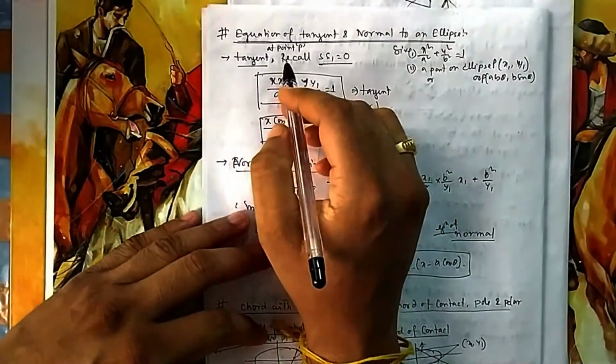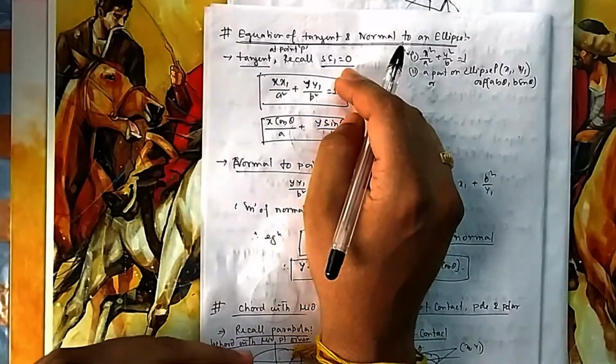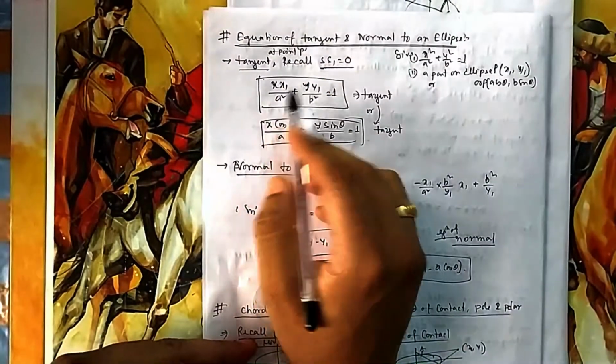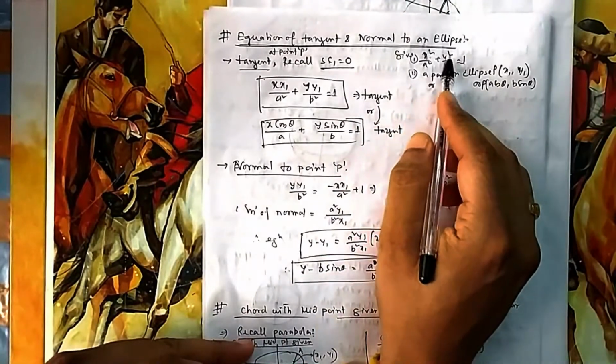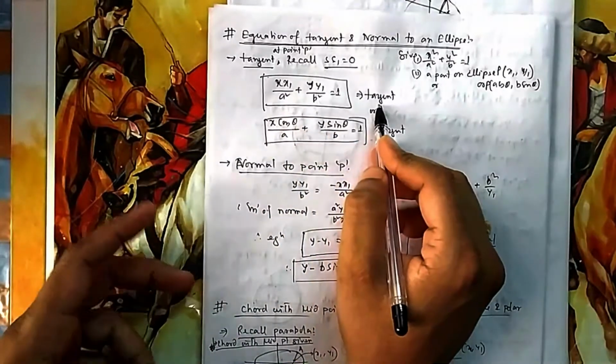So in case of a circle, any tangent at the point P was SS1 equal to 0. Remember SS1. I will write it, because it is x square, we will write x x1, y square, y y1, so that you can feel there is a square. This is the tangent equation.